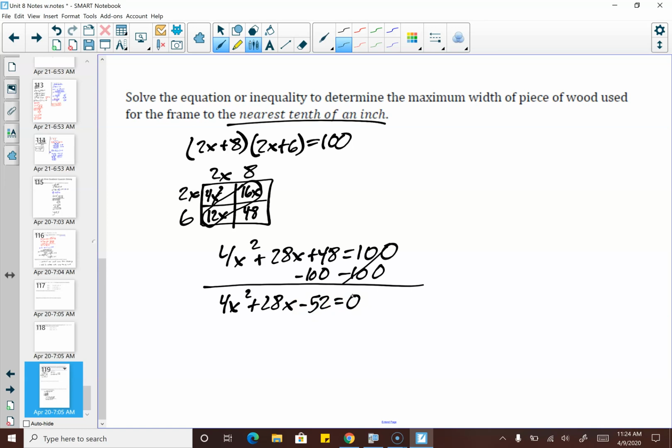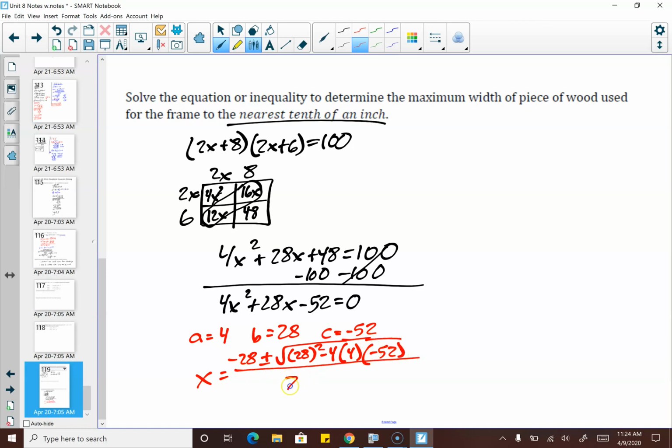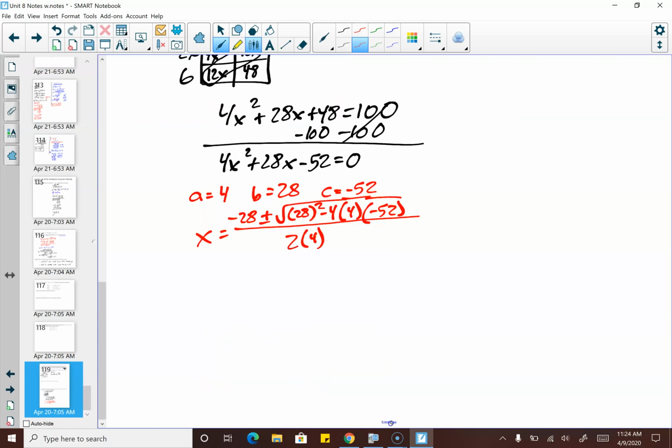Now you could work on completing the square because you could GCF this, but the problem is once you do that, you're going to end up with an odd number in the middle, which we know makes completing the square a little hard. So I'm going to choose quadratic formula. So A is 4, B is 28, C is negative 52. So x equals negative 28 plus or minus the square root of 28 squared minus 4 times 4 times negative 52, all over 2 times 4.